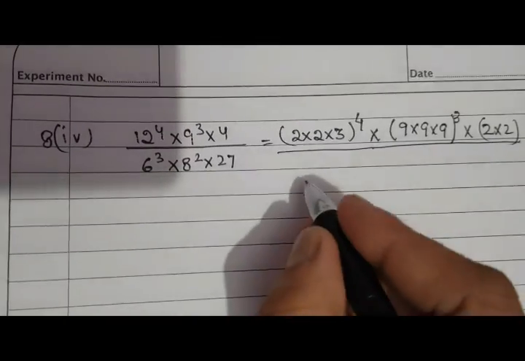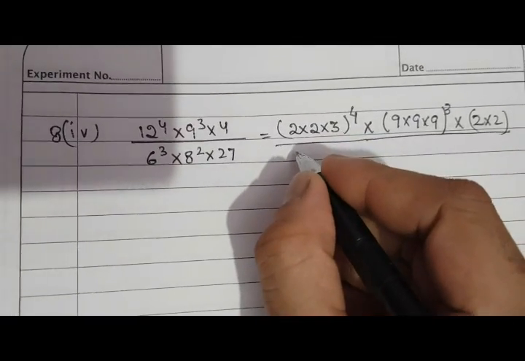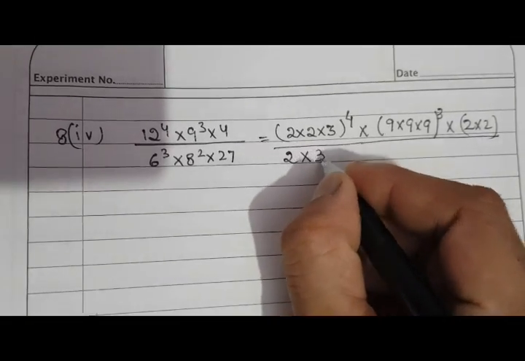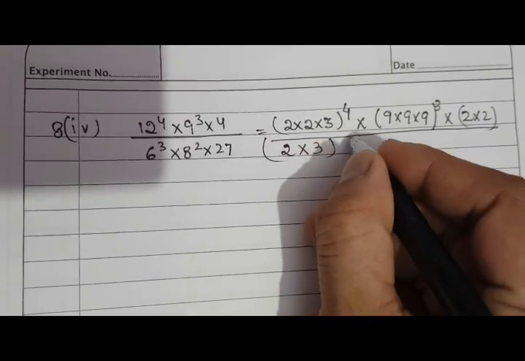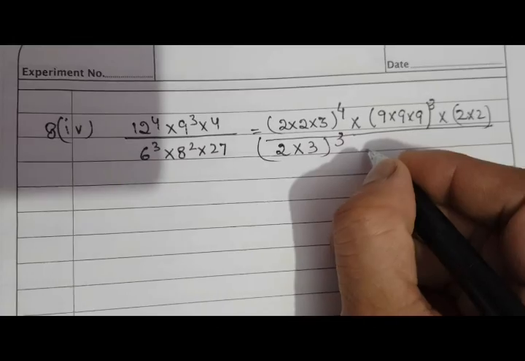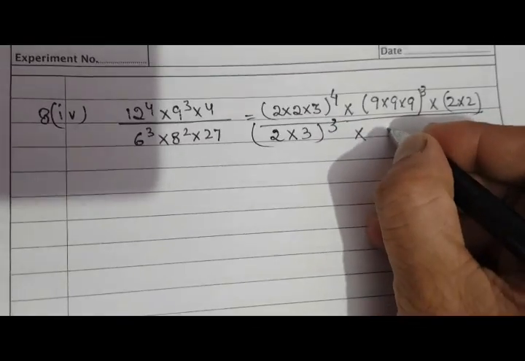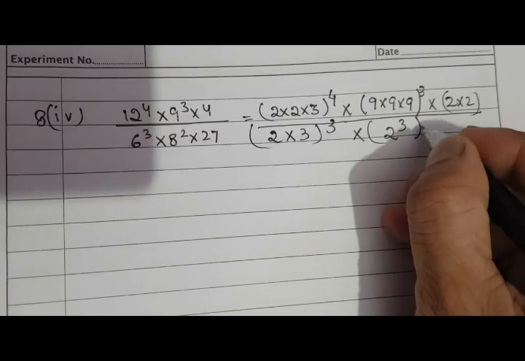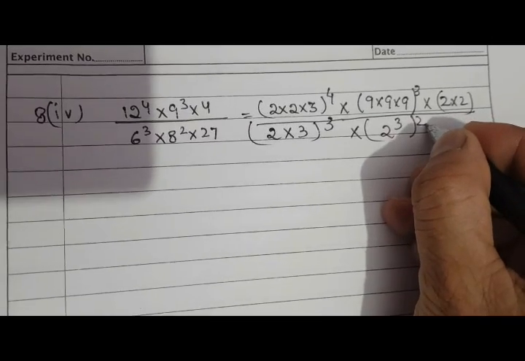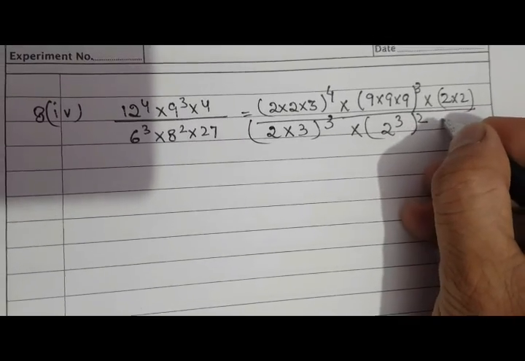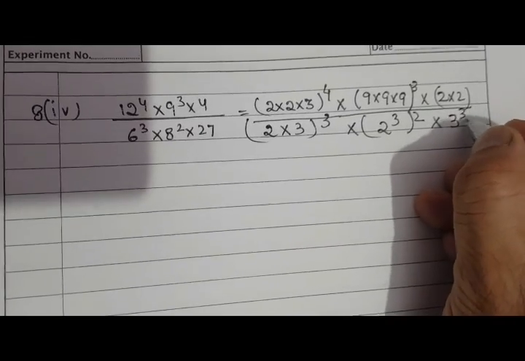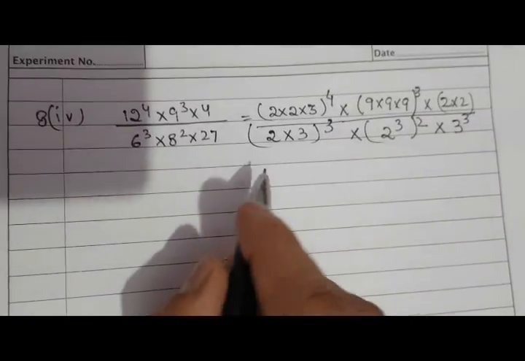Okay, so now if you can see here, the next is 2 into 3, 6. I'll break it to the power 3 into 2 to the power 3 becomes 8, and square is given, so I'll write square into 3 to the power 3. 3 3 is 9, 9 27.